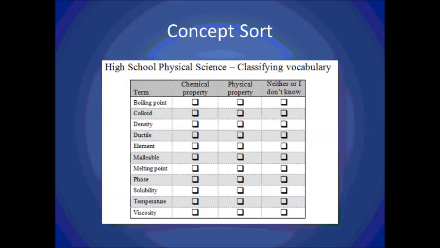So knowing non-examples is powerful as well as knowing good positive examples. There's also a way to tier this up to a little more challenging level, which would be an open sort. In this case, you would simply list the terms and have the students create the categories in which to sort the vocabulary into.